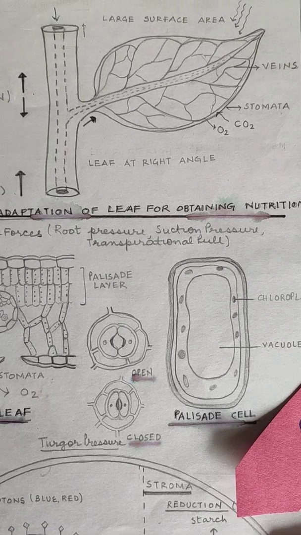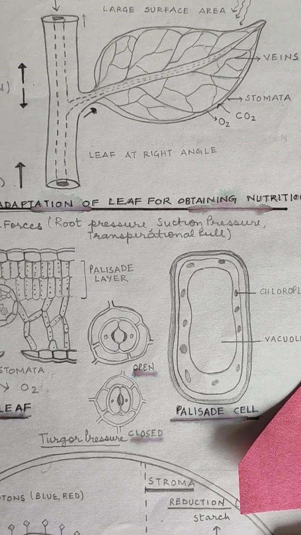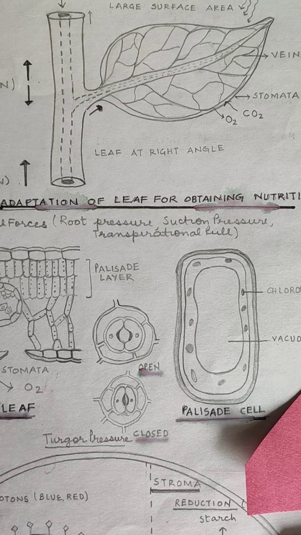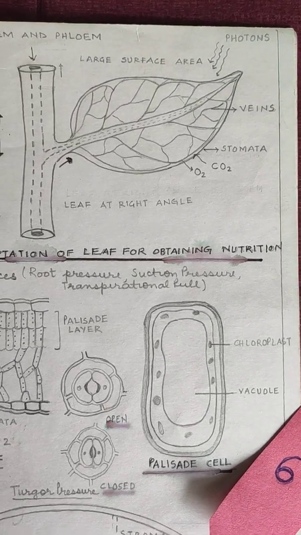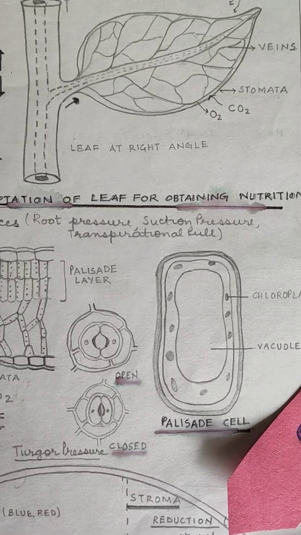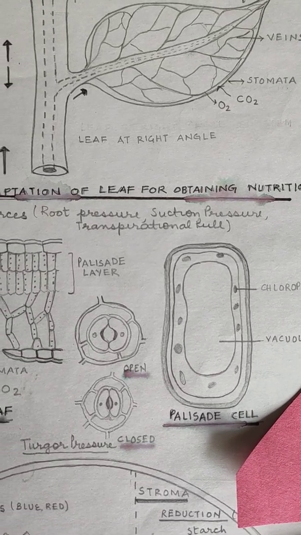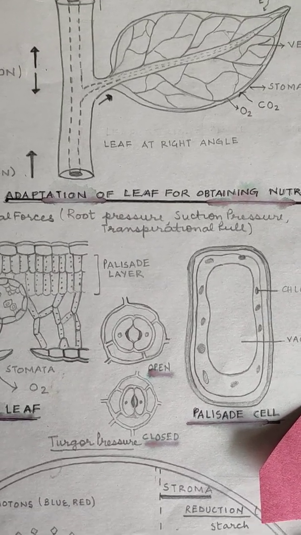The leaf has a large surface area. It is always oriented at an angle because it has to receive the sunlight. The lower surface of the leaf has stomata and the leaf blade has veins.